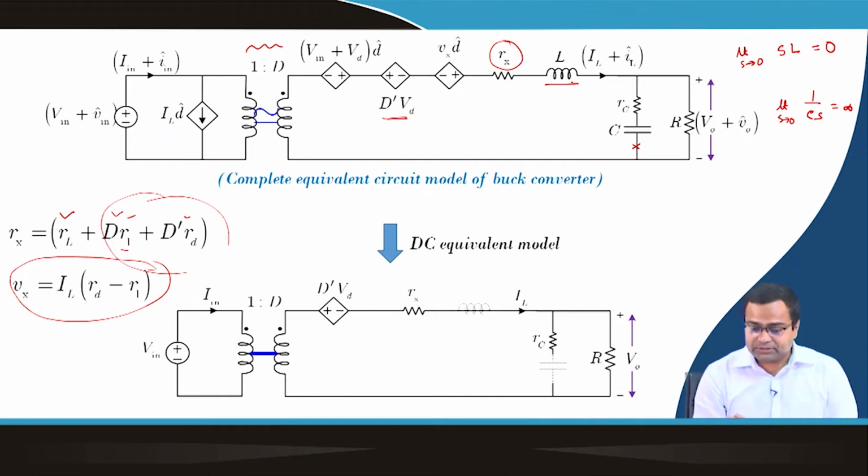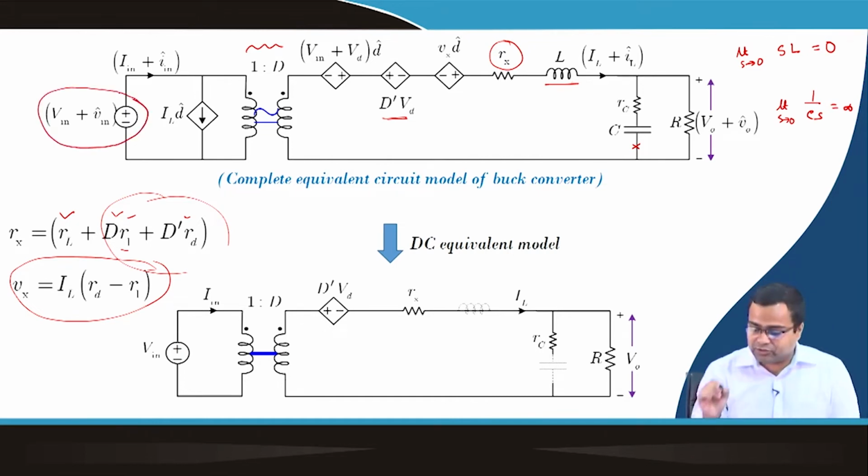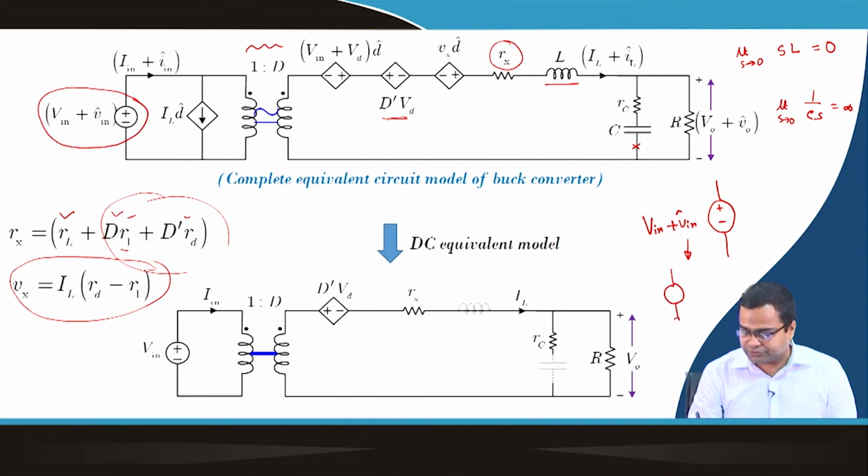Next, all the perturbation terms should be set to 0, because if you take this particular term, for example, it consists of two terms. One is the input, which is a DC term, plus the perturbation in Vin. So if this is our source, it can be divided into two parts. That means it is basically the sum of two sources.